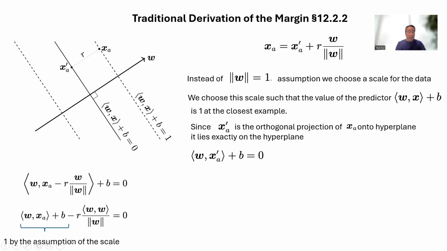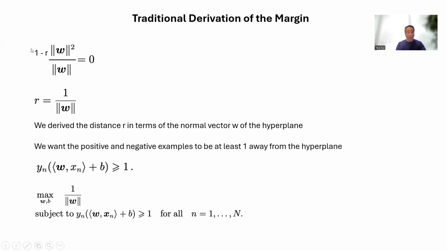And then we know that wx plus b is the equation of a hyperplane, so that's 0, so that's going to go away. And the inner product of w with itself is going to be the norm of w squared. So then we can further simplify. We get this equation. We can move things around. And we get r equals 1 over the norm of w.